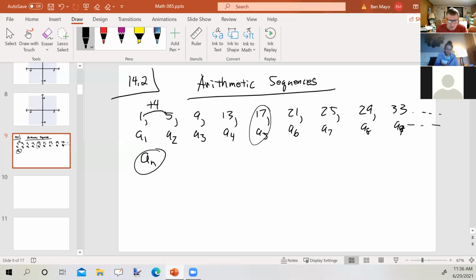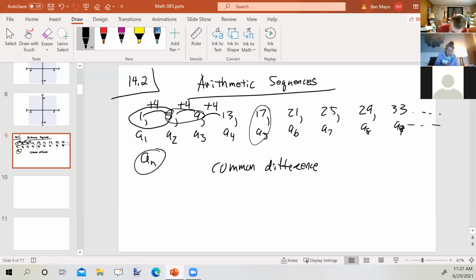All right, now notice to get from 1 to 5, what do I do? I add 4. To get from 5 to 9, I add 4. To get from 9 to 13, I add 4. That difference between the two numbers, which in each case is 4, is called the common difference, or d, and in this case, d equals 4.